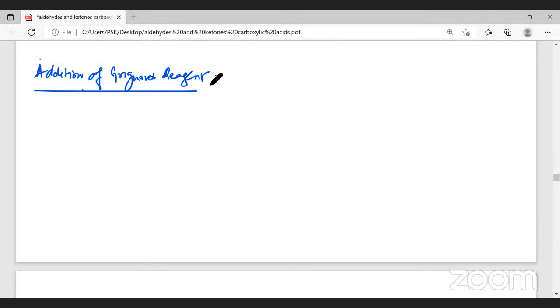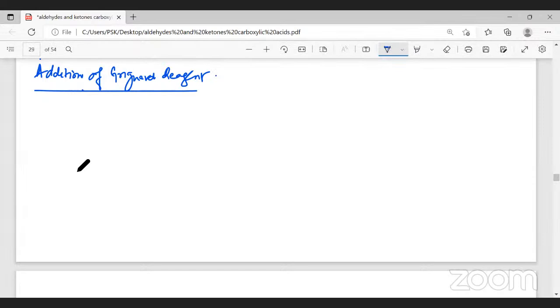Here, two steps will be there. One is addition of Grignard reagent. The second one is hydrolysis. Now, I will just give you a general example, and based on the general example, we will have to learn three reactions. The general reaction for a carbonyl compound is RCR' with a double bond O. This is the representation of a carbonyl compound. In a carbonyl compound, oxygen will have negative charge and carbon will have positive charge. And here, Grignard reagent is represented as RMgX.